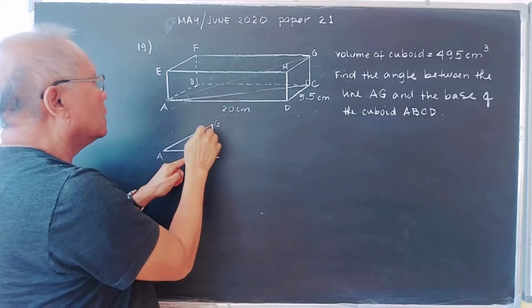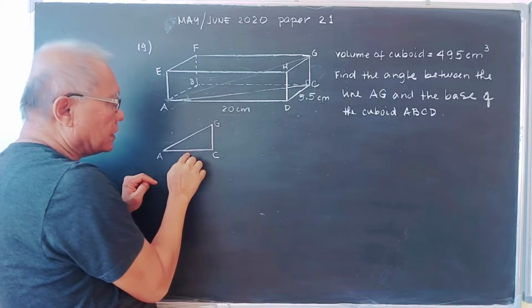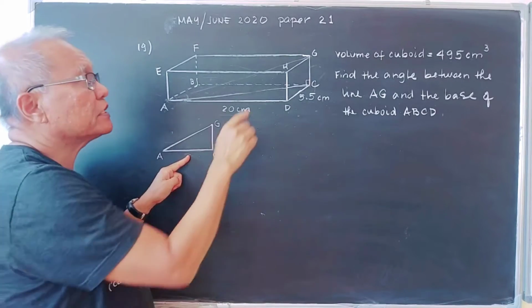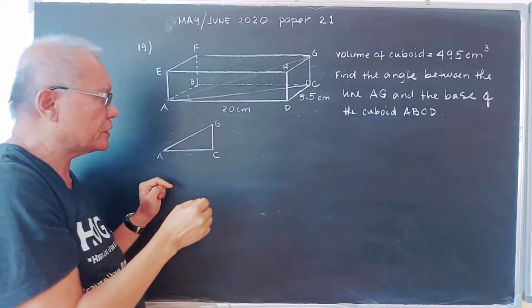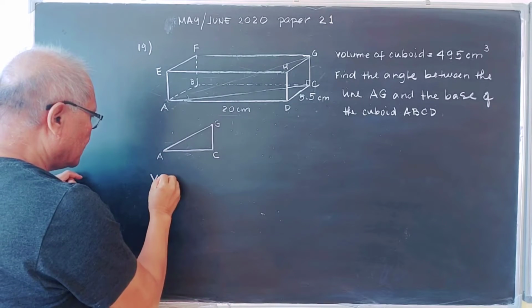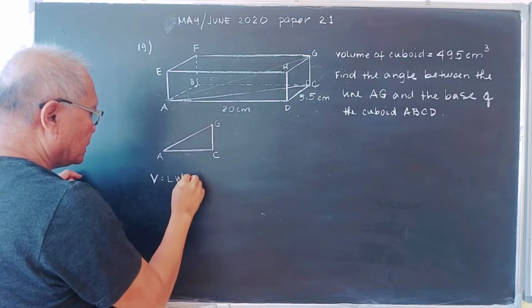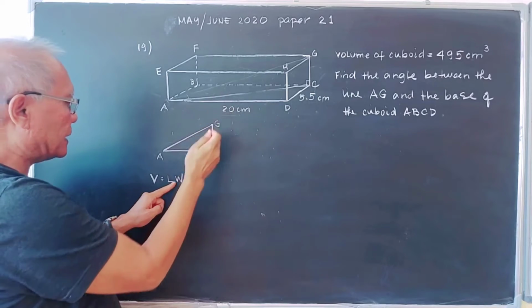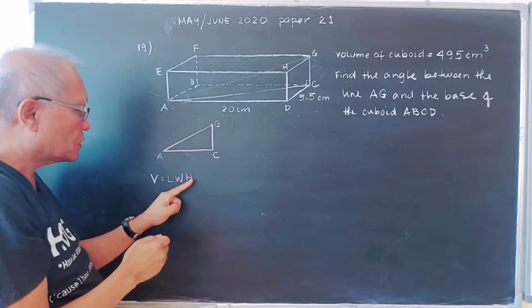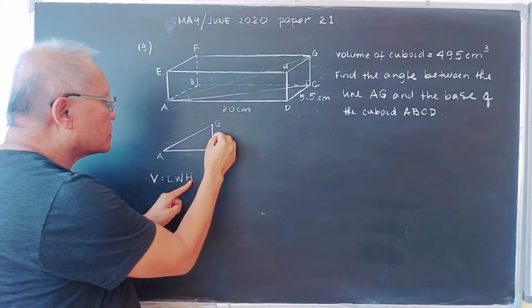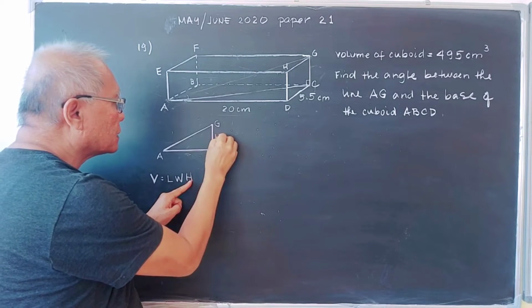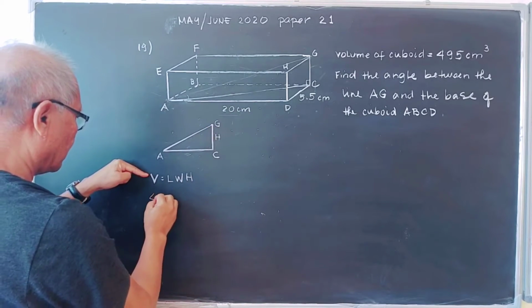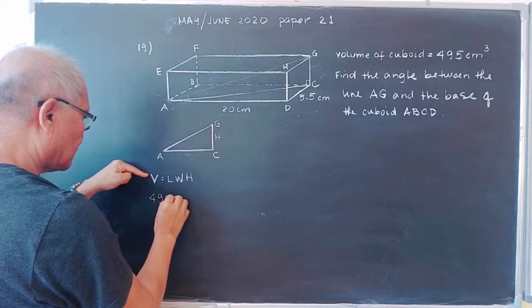So here, we don't have the AC, we don't have the GC, but we can find first the GC by using the volume, because we know that the volume is equal to length times width times height, and we have already our volume, our length and the width. The height is missing. So let us first find the height, which is also this one. This one is the height, the GC. So the volume is 495 here. So let us substitute now.